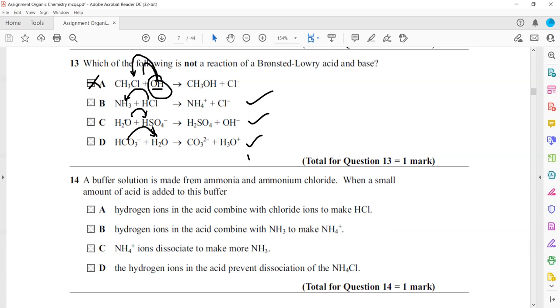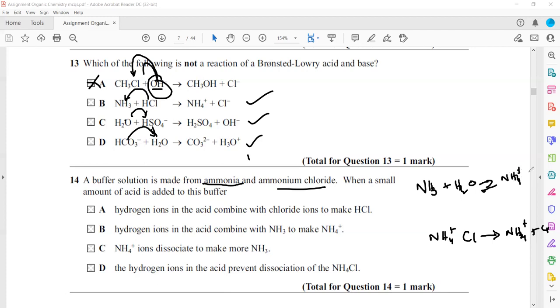And for question 14, a buffer solution is made from ammonia plus ammonium chloride. When a small amount of acid is added to this buffer, it is a solution which resists the change in pH. A buffer solution contains a weak acid and its salt, or a weak base and its salt. So ammonia is a weak base and its salt is ammonium chloride, which will dissociate into ammonium ion, NH4 plus and Cl minus, and water is there, H2O. So it will produce NH4 plus and OH minus.